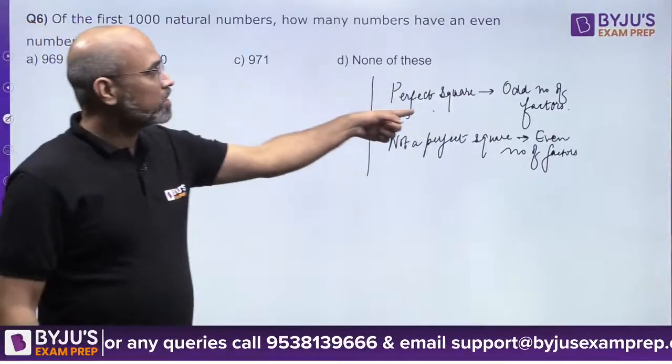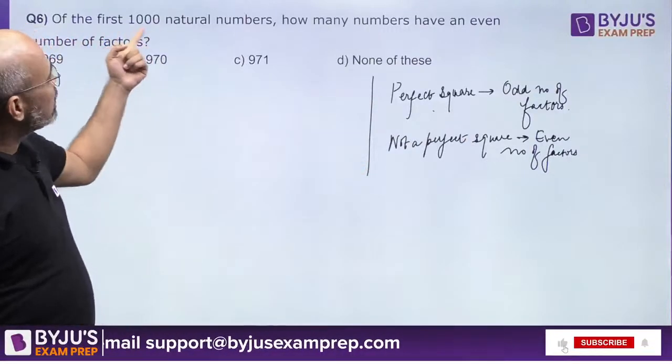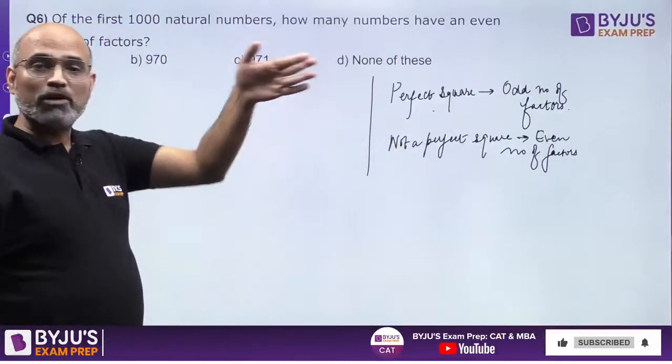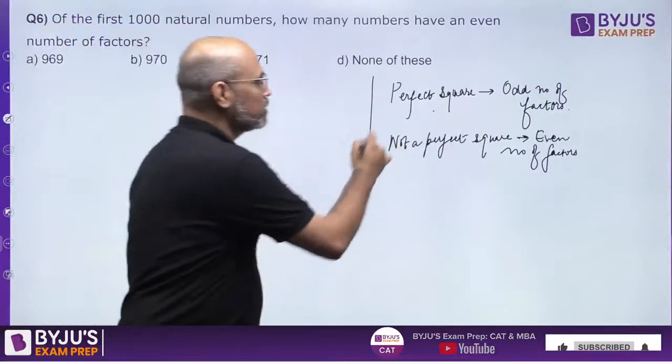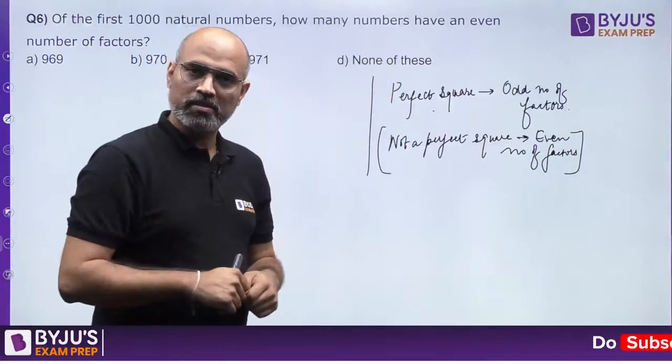Question में which one are they asking us? Odd number of factors या even number of factors? So in the question they are asking us how many numbers have an even number of factors. First 1000 natural numbers में even number of factors means they are asking us how many numbers from 1 to 1000 are not perfect squares.